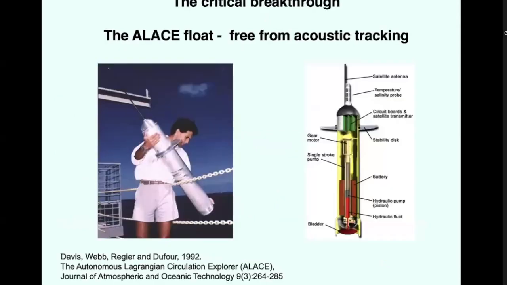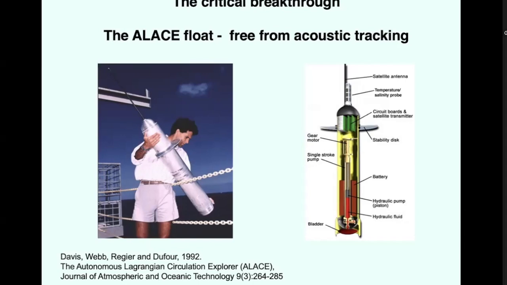Well, the breakthrough then was made by Russ Davis at Scripps Institution of Oceanography and Doug Webb, who we've already heard about, who designed the autonomous Lagrangian circulation explorer, effectively a swallow float that would drift around below the surface of the ocean, but it could change its buoyancy. It could change its buoyancy by pumping oil from an internal reservoir into an external bladder. Mass of the float would stay the same, the volume would increase, so the density would decrease. It would come to the surface.